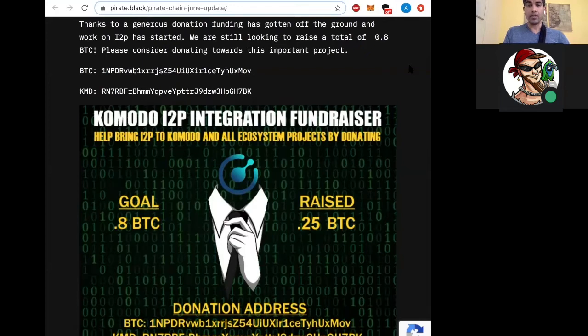And the Komodo community, if we have 100 people, 1,000 people to throw in 0.0005 BTC, that could get us closer to the desired goal. Is that something you would advocate? Oh yeah, absolutely. Anything you can send to help out, we'll gladly accept.